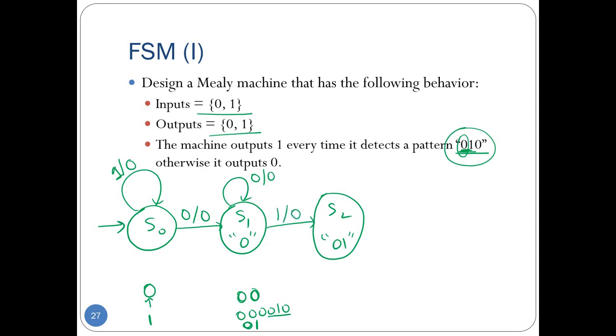Okay, at S2 we have already seen 0 1. So now if we see another 0, it means the pattern is complete and we should output a 1. But the question is, where should we go, right?